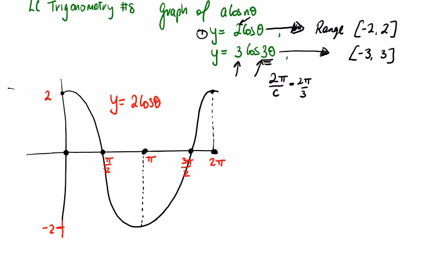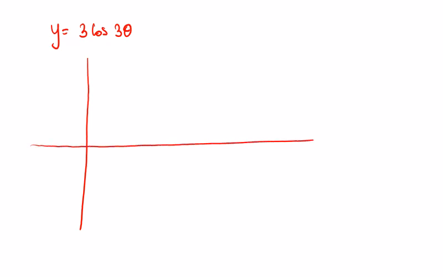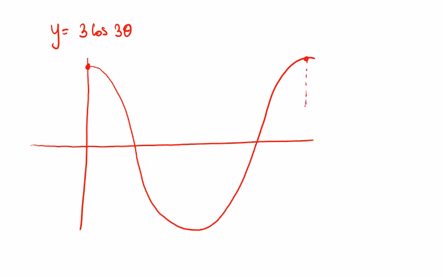Let's look at 3 cos 3 theta. Now, the beauty about these graphs is they never change shape. In the next video, we'll look at when they shift up or down. But for now, I'm just going to draw this graph and then we're going to fill our values in. So I'm just going to do one full revolution. We'll see where we get to. 3, minus 3.